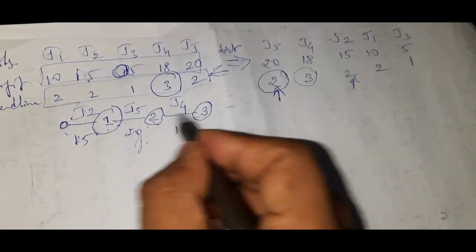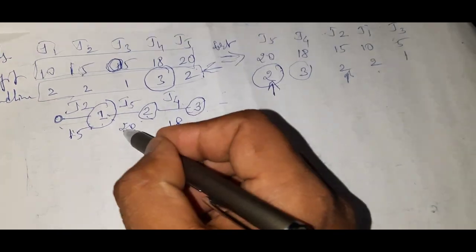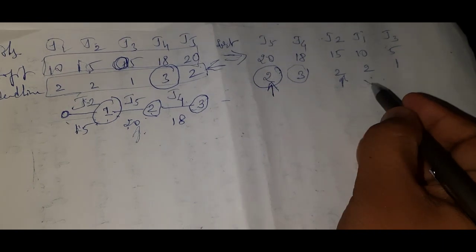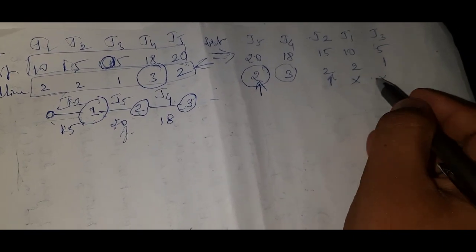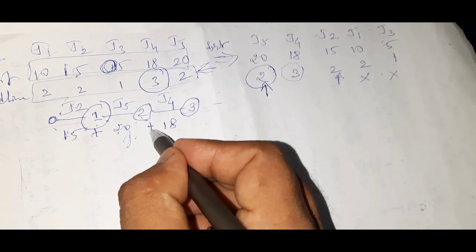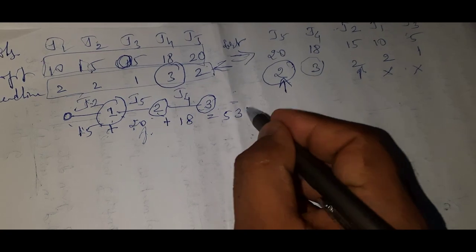Now you can see that the slots are full, and you can still check: 2 is full, and 1 is already full. So I will be discarding jobs 1 and 3. Now what is the total? It's 15 plus 20 plus 18, that is 38 plus 15, which is 53, the total profit. This is my analysis.